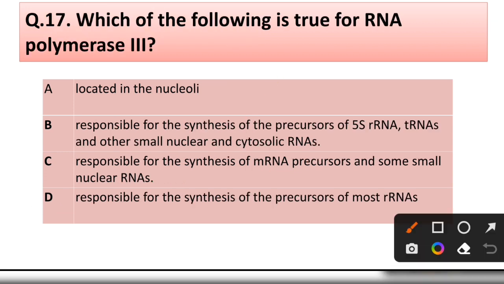Question number 70. Which of the following is true for RNA polymerase 3 located in nucleoli? Responsible for the synthesis of precursor of 5S RNA, tRNA and other small nuclear and cytosolic RNA. Responsible for the synthesis of mRNA precursor and some small nuclear RNA. Responsible for the synthesis of the precursor of most rRNA. Answer is option B.